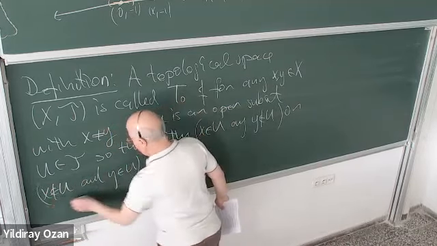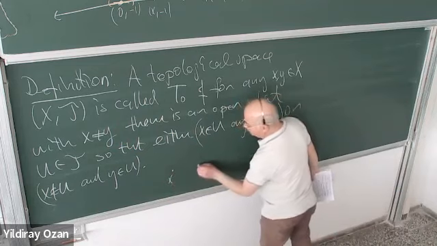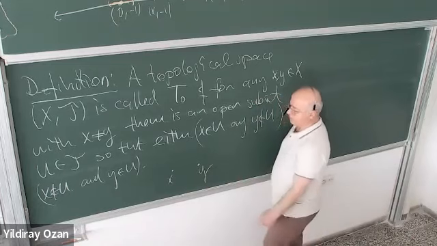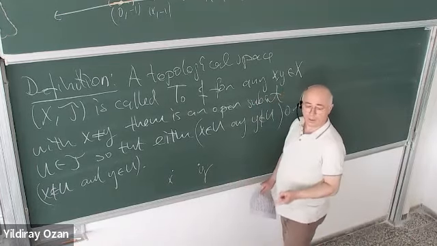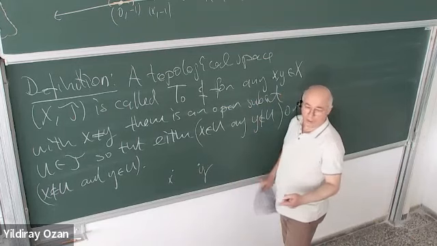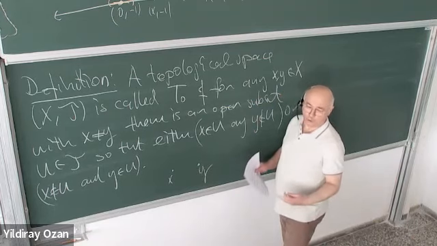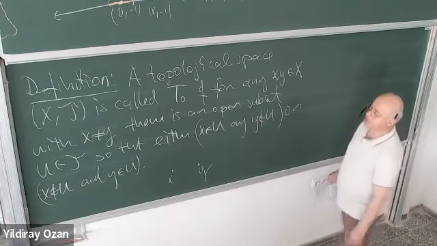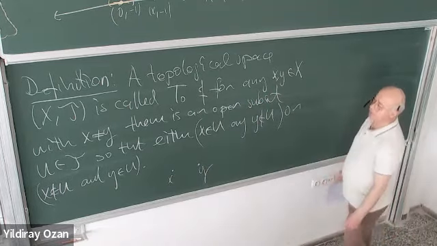So what it means is the following. If you have two distinct points in this space, there is one open set containing one of them which does not contain the other one. But you cannot control which points that open set contains. It may contain this one and not contain this one, or vice versa, but you don't have control of that, okay? If this is the case, we call that space T0.